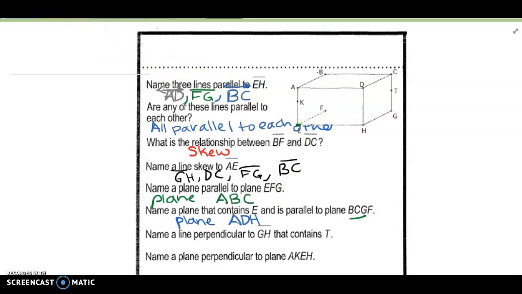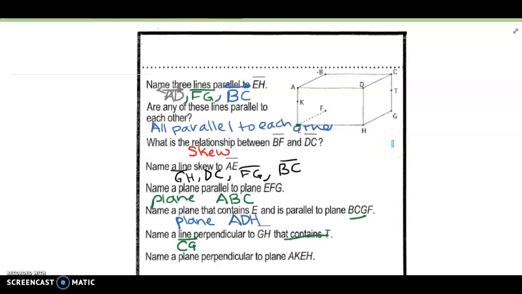All right, so the next question says, name a line that's perpendicular to GH. So GH is right here, so we want a line that's perpendicular to this line, so it crosses it in 90-degree angles, that contains point T. Okay, it contains point T. So here's T. So what line would be perpendicular to this black line that contains this point? Okay, wouldn't that be this line right here? Okay, so I could say CG or TG or GT or GC. Those are all the same, just named differently.